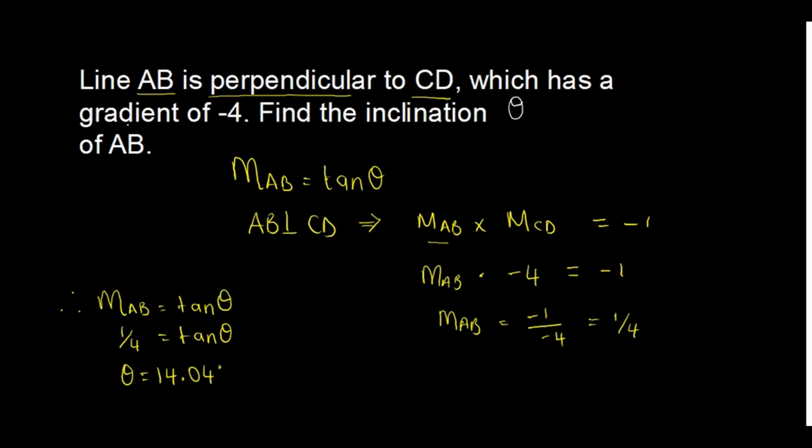And we found that that would mean that the gradient of our line AB is supposed to be 1 over 4. And once we found the gradient, then we can use the general formula, the gradient is equal to tan of theta, to find the angle of inclination.